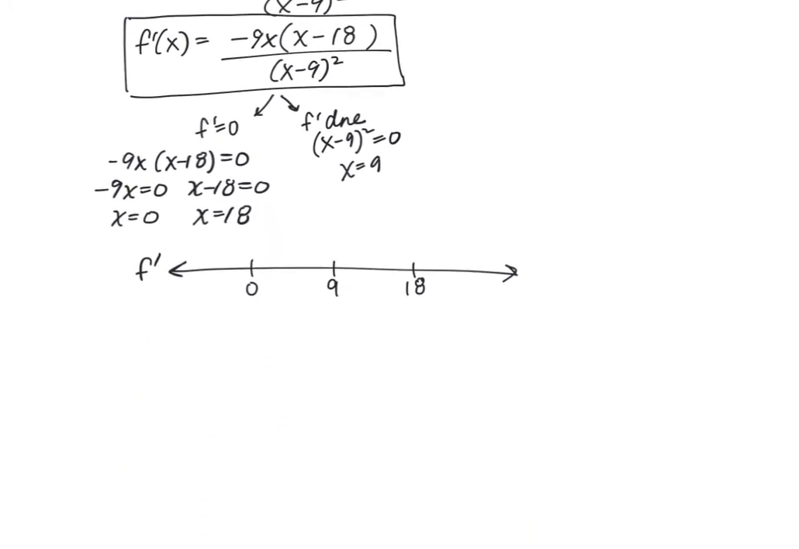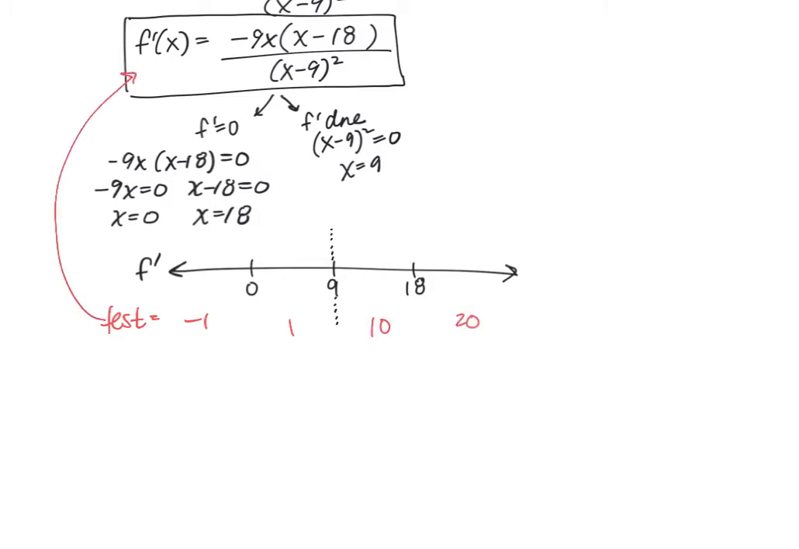But since you're not having to graph the function, that's not super important, although you might want to go ahead and make a little mental note here that we have a vertical asymptote at x equals 9, and we do want to check the sign of the derivative on either side. So we'll go ahead and use some test points, something smaller than 0, between 0 and 9, bigger than 9, and bigger than 18.